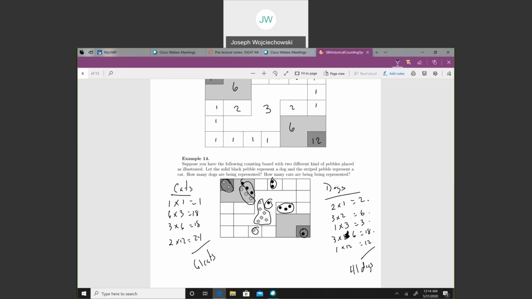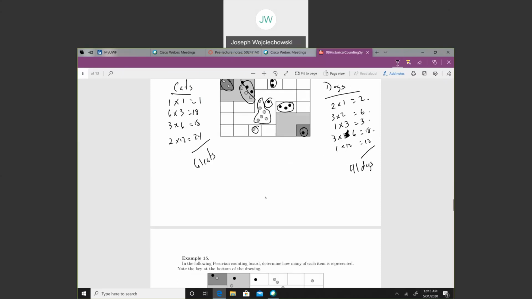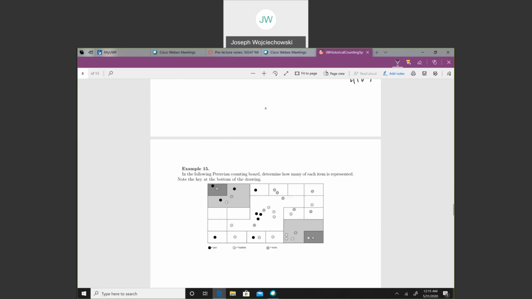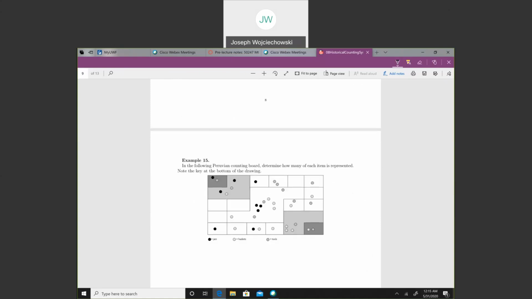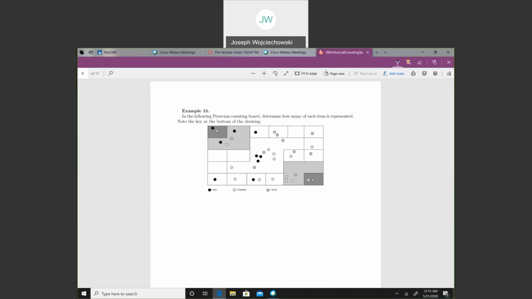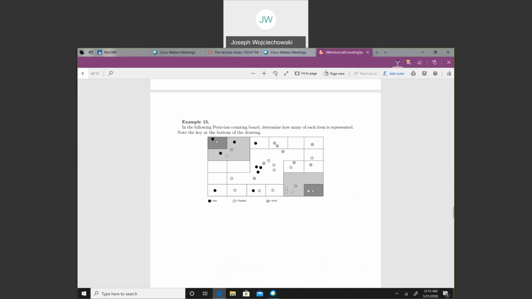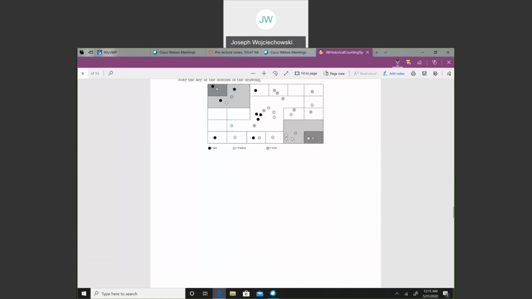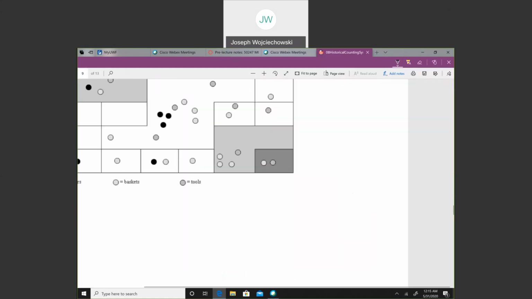That's how that works. I don't believe there's a counting board on the test, but there are some in the homework. Okay, I'm going to skip this one as well. I don't think you have an issue with that. Same problem. We just have 3 different things. And you probably need to blow it up to look at it.